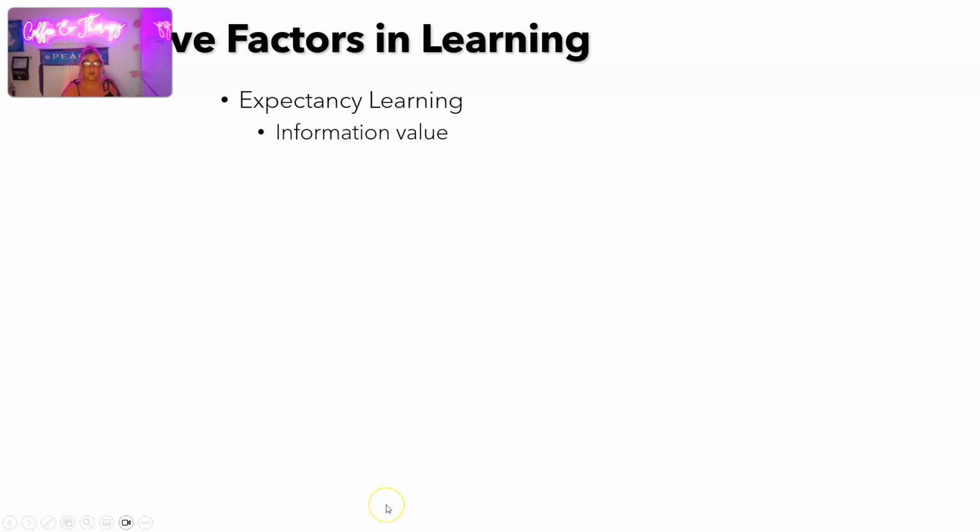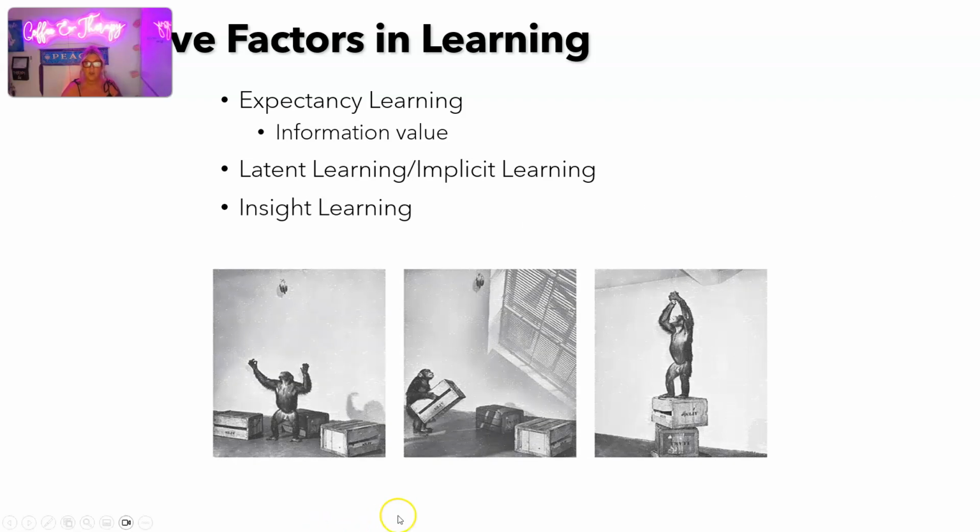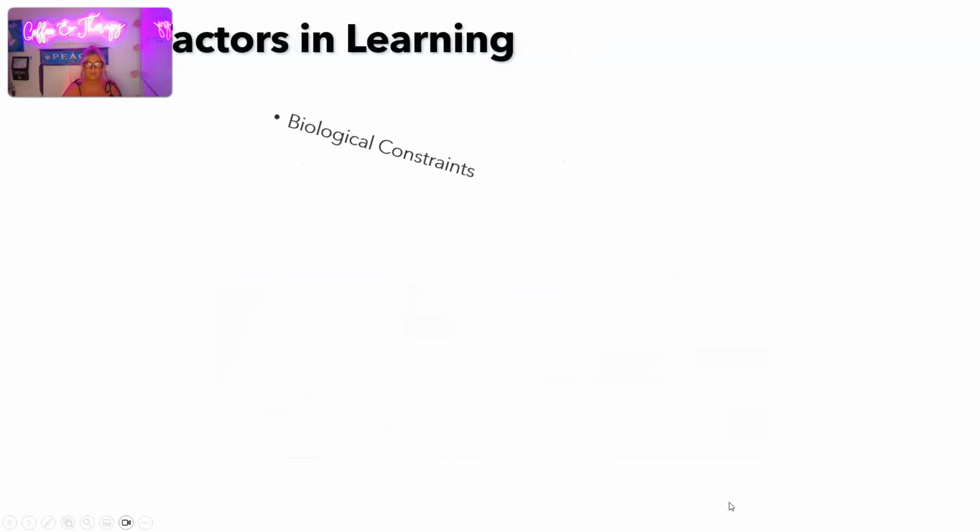All right, also looking at the cognitive factors in learning, again, thinking: expectancy learning, information value, latent learning, and implicit learning. Looking at this, I love this, it's so cute. He is trying to get to this, and he's like, how do I get to this? Well, let me see, I'm going to build until I can get this. These are those cognitive factors through insight learning. What do I do to get there?